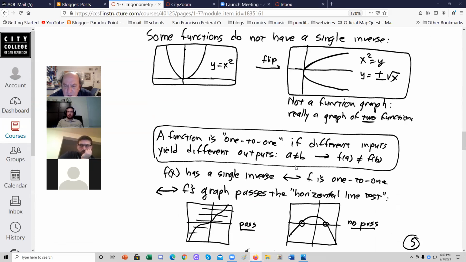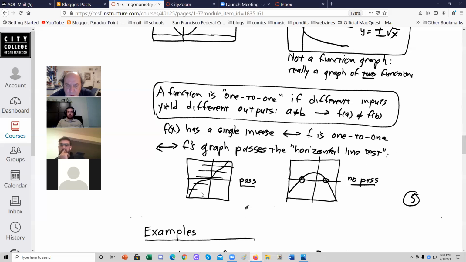Now, we call a function one-to-one if it sends different inputs to different outputs. A not equal to B means f of A not equal to f of B. That corresponds to f having a single inverse. F has a single inverse if and only if it's one-to-one, if and only if its graph passes the horizontal line test.